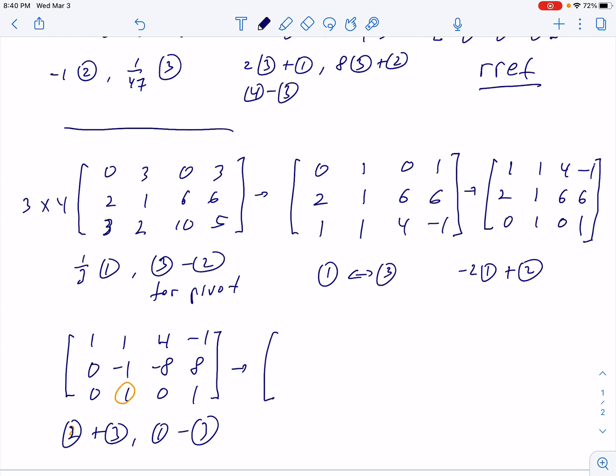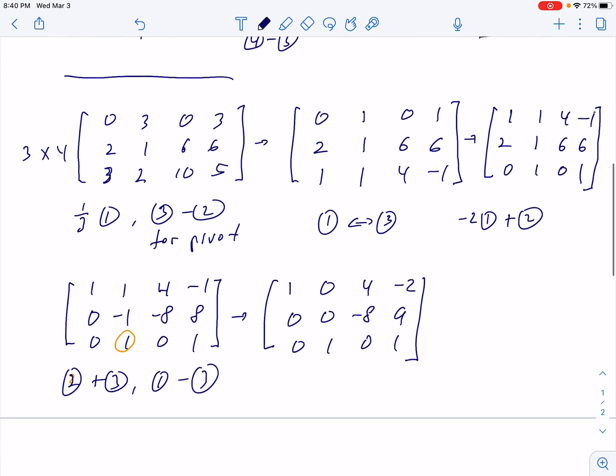What is happening? Subtracting the third from the first, there will be 1, 0, no change here, and negative 2. Adding third to second, 0, 0, negative 8, no change, 9. 0, 1, 0, 1, here no change. Look, the second column is very well reduced.